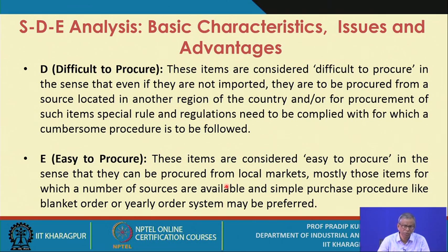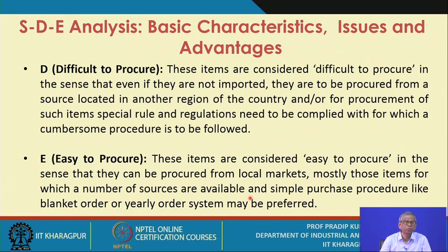and that's why you may conclude that such items are difficult to procure. Now, in the last category, we have items which are referred to as easy to procure items, or E items. These items are considered easy to procure in the sense that they can be procured from local markets. Mostly those are items for which a number of sources are available, and simple purchase procedures like blanket order or yearly order systems may be preferred.